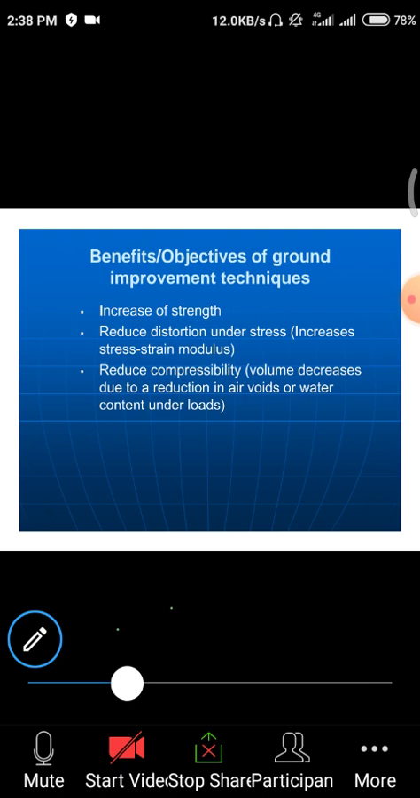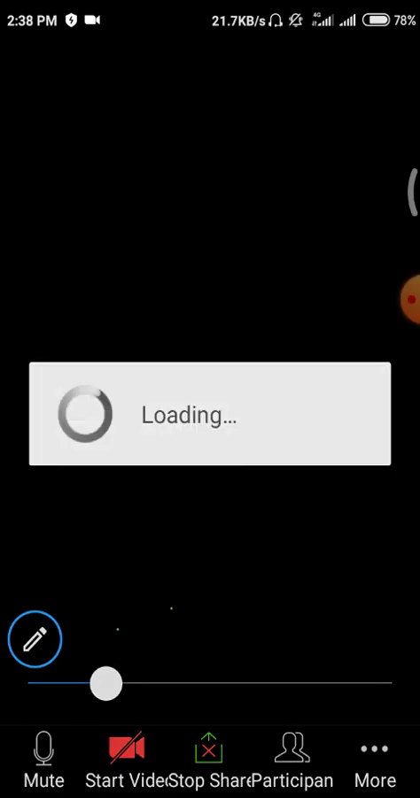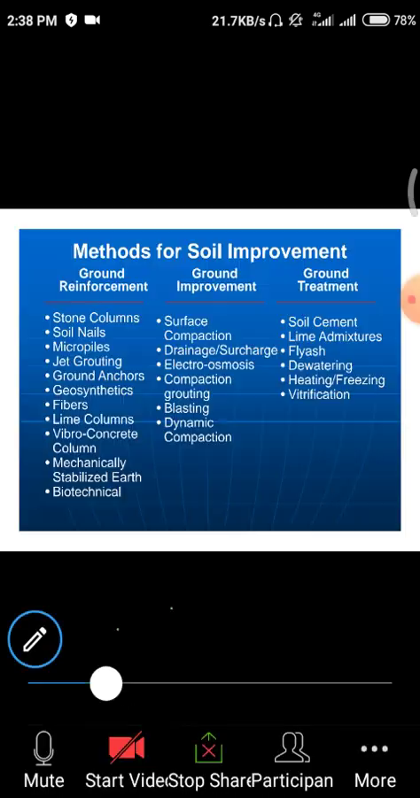This is the importance of this subject, and these are the different methods involved in our curriculum. In our six units we need to understand these different processes, which are adopted in different cases and different structures depending upon the soil parameters and materials available in those particular areas.